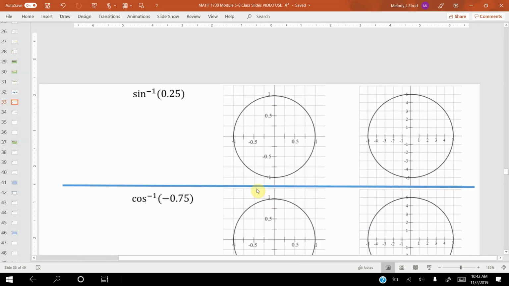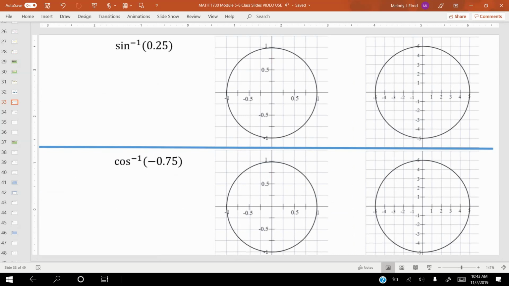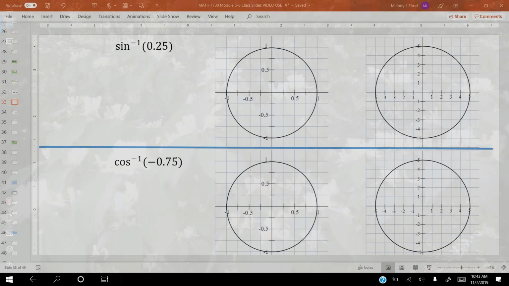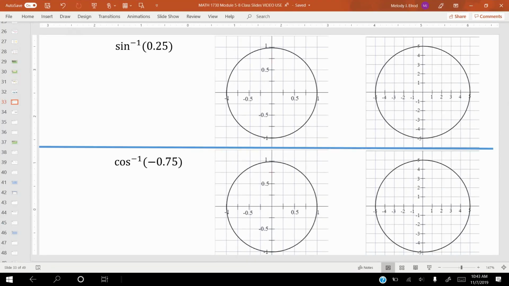Since we had to limit the range of each of these inverse functions, we have to consider the ramifications of that on practical examples. So let's take a look at this one first. So inverse sine of 0.25. Now remember that inverse sine of 0.25 should produce an angle, which means that what went into it here is this v over r that we defined earlier.